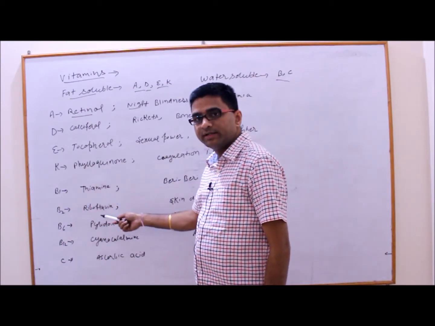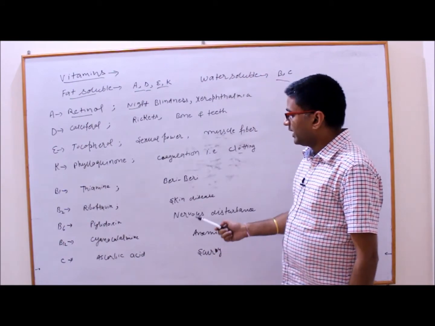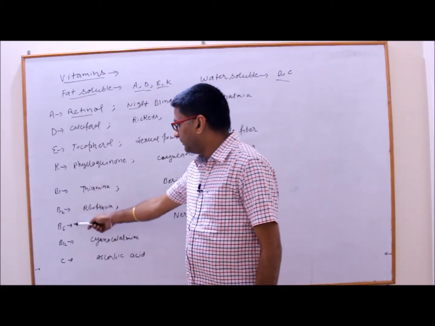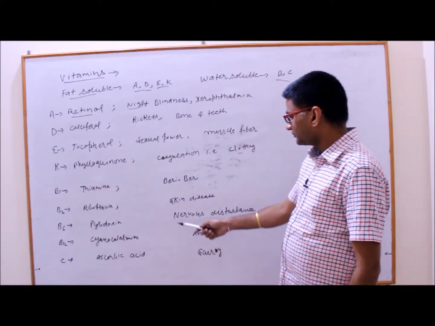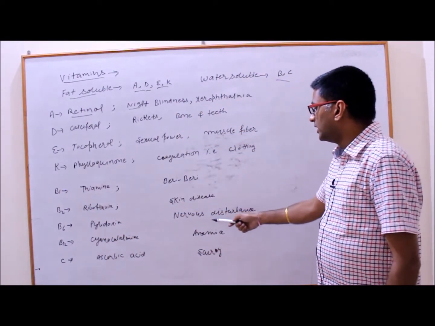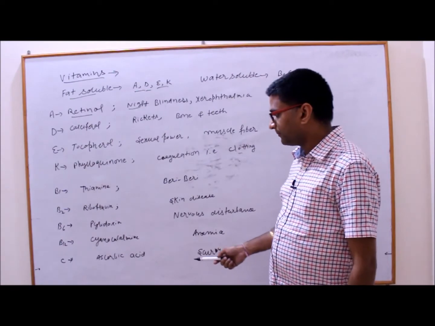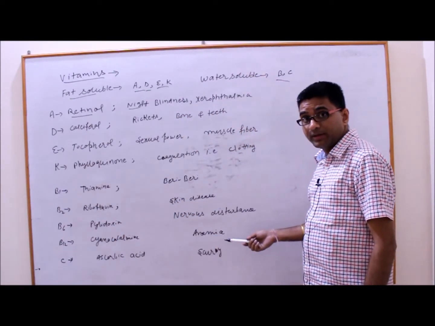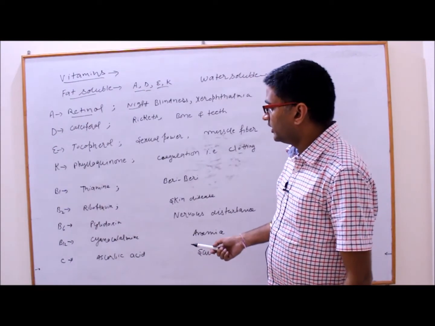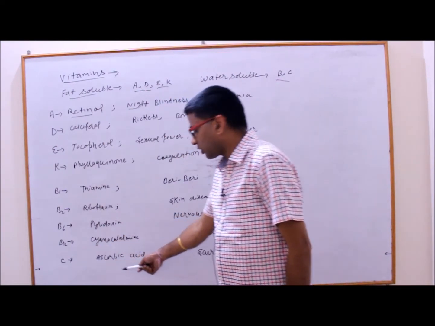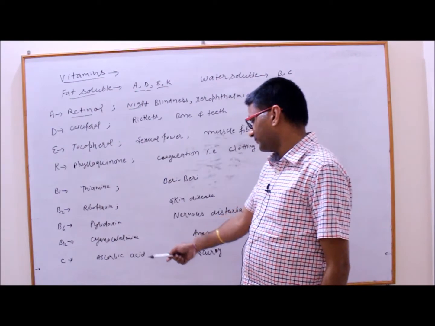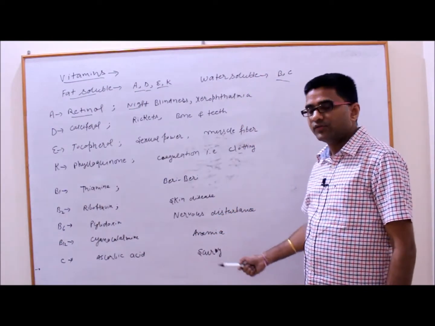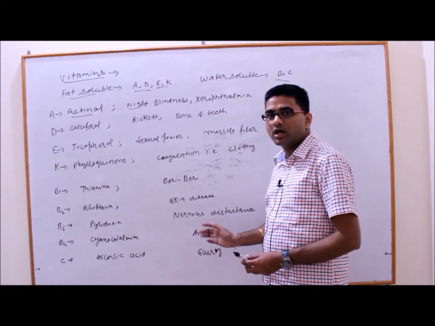Vitamin B2, it is called riboflavin, and it can cause skin diseases if there is deficiency. Vitamin B6, which is pyridoxine, it is important for nervous disturbance. Vitamin B12, which is cyanocobalamin, it can cause anemia if there is deficiency. And then vitamin C, which is ascorbic acid and mostly obtained from citrus plants, and it can cause scurvy if its deficiency is there in the body.